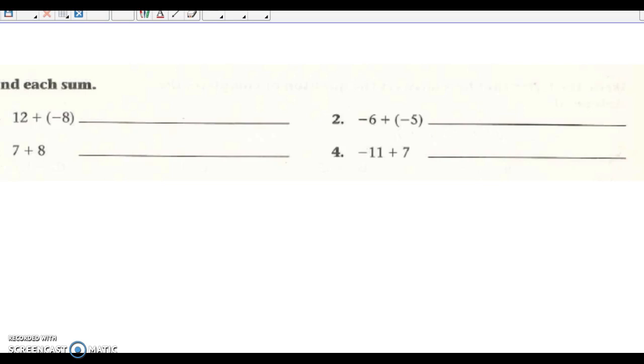Okay, well, okay, great. Find each sum? I mean, come on, this is so easy, Mr. Bossart, right?